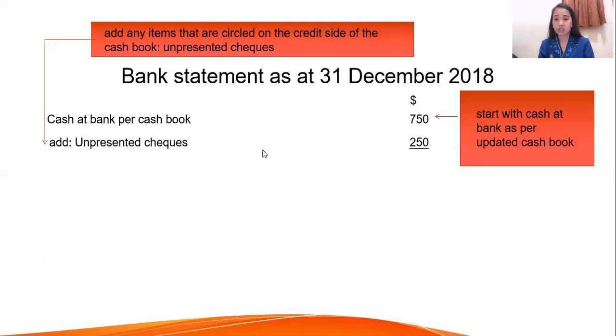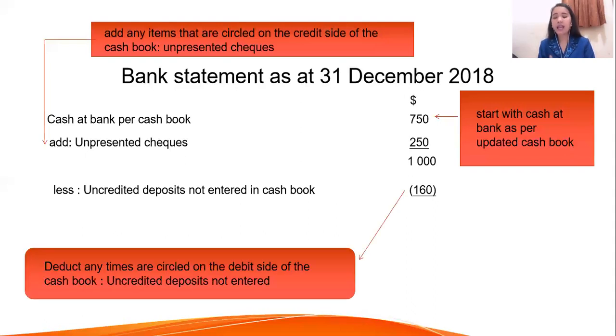The reason we add the unpresented checks is the delay of the check before the check payment. So unpresented check is for the check payment. That's the reason why we add unpresented check. So 750 plus 250 is 1,000. And then for the uncredited deposit not entered in the cash book, we deduct 160.